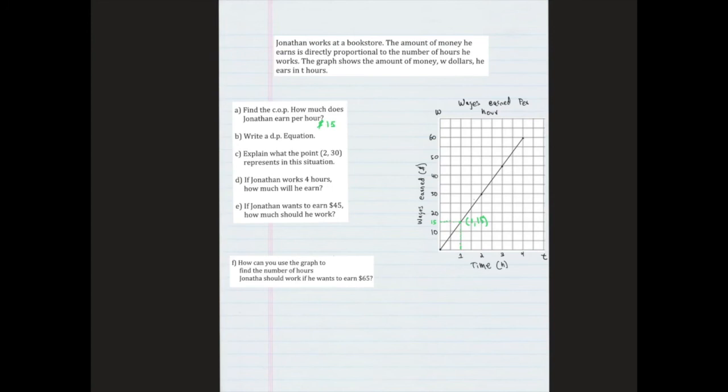Write a direct proportion equation. So we have our constant of proportionality, right? Which is 15. So when we're asked to write a direct proportion equation of y equals kx, that means our equation is going to be y equals 15x.